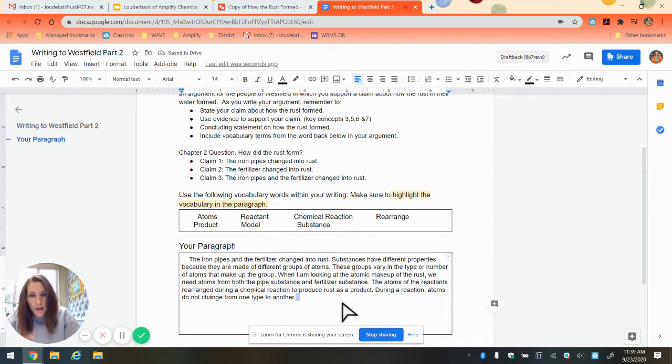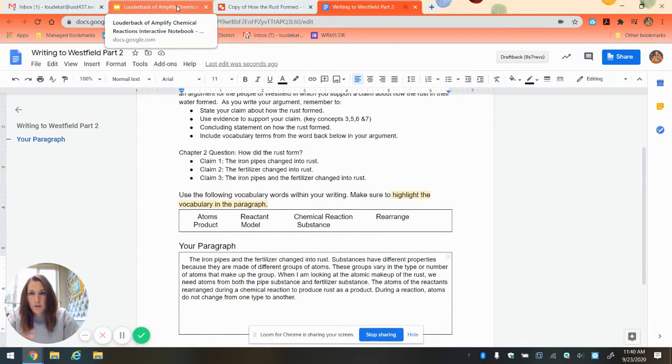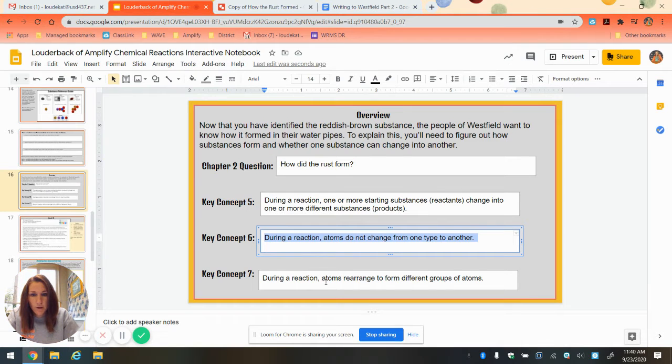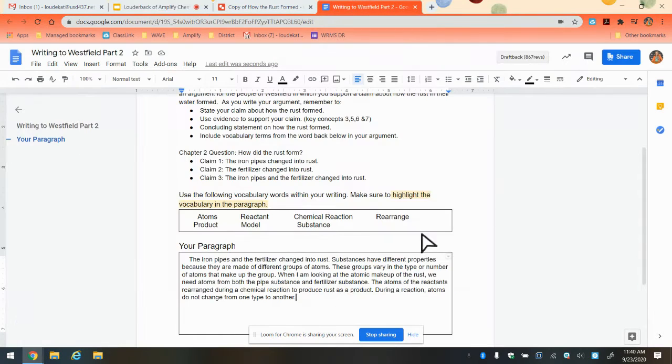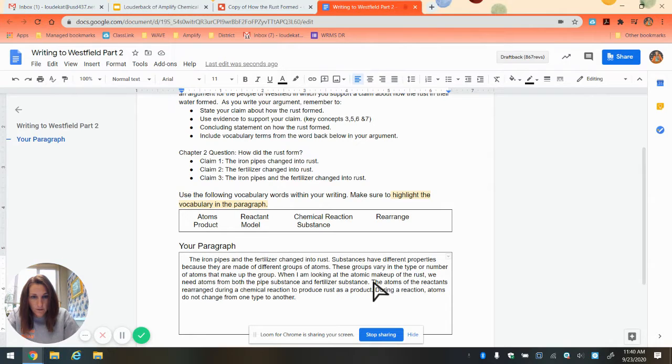All right. So during a reaction, atoms do not change from one type to another. Okay, so that's good. And now I'm going to make sure I have key concept 7 within my paragraph as well. So let's look here. Key concept 7 is that during a reaction, atoms rearrange to form different groups of atoms. So I feel like I already have that in my statement above, that the atoms of the reactants rearranged during the chemical reaction to produce rust as a product.